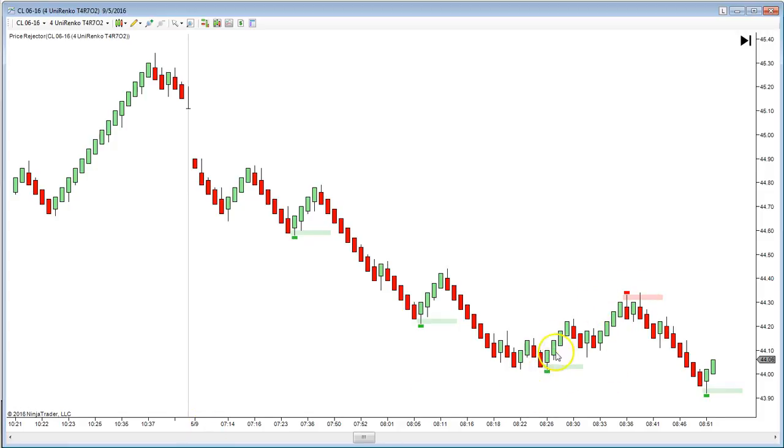Okay, so you had another buy. You had the buy, the sell, a buy here. This is a small move, 20, 30 ticks. Hang on here.